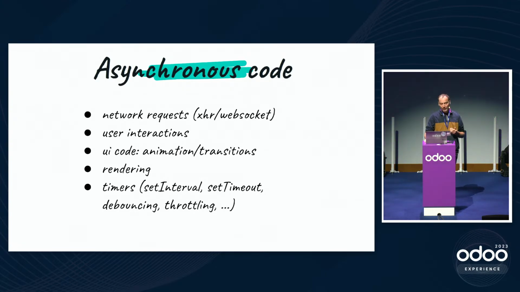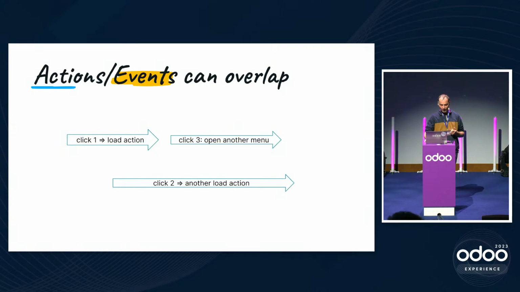And also we have all kinds of problems with intervals, timeouts, debouncing, throttling code, a lot of asynchronous stuff going on. So the true root of the problem is that actions and events may overlap, may interleave. Here we have an example with 3 clicks. The user may click on 3 different menu items in the web client, for example. The first click would load some action, then the second click would load another action, and the last would open a menu. What would you expect to happen then? What would the user expect?